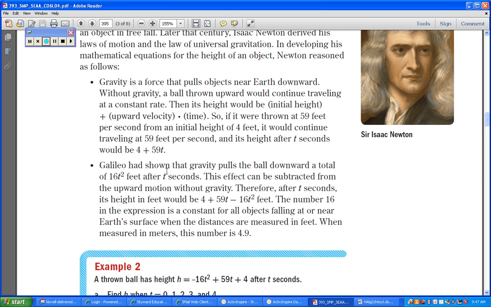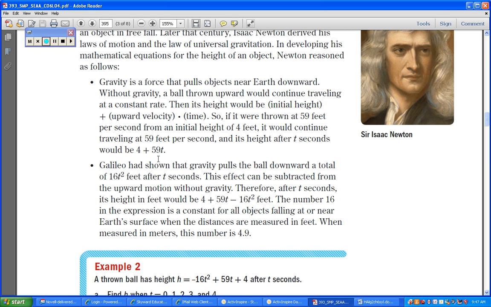Okay, Galileo had shown that gravity pulls the ball downward. He's like, oh, look, this stuff is coming down. And I'm sure your science teacher could tell you how, he actually figured out how fast it comes back down. It pulls the ball downward a total of 16 t squared feet after t seconds. So if it's 10 seconds, it'd be 1,600 feet.